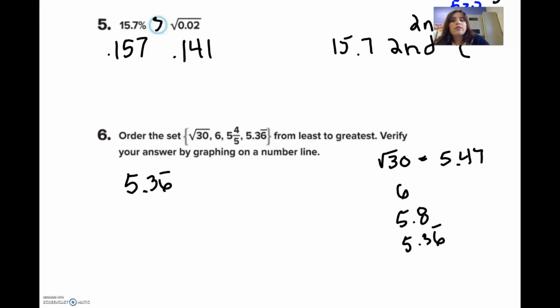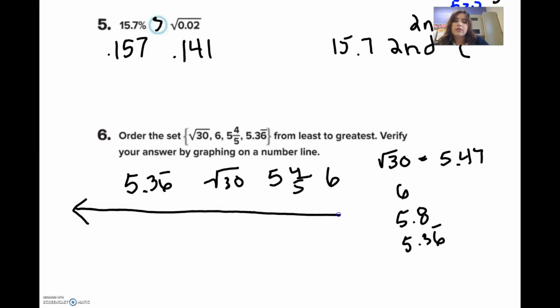And then we have the square root of 30. Then we have 5 4/5. And then we have 6. Make sure you write this in how they give it to us. Even though we convert them to decimals, doesn't mean we can write them like that. So we're going to graph these on a number line. So I'm going to have this first point be 5, the last point on the end be 6.